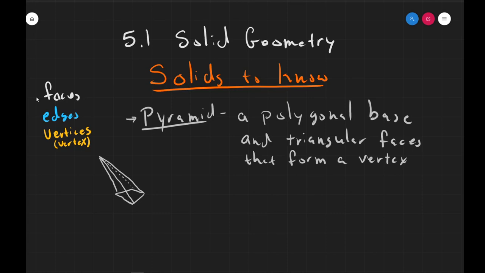So the name of the pyramid. Any pyramids that have a name are named for their base. So here we have a triangular pyramid, and whatever polygon is forming the base gives you the name of your pyramid. So triangular pyramid, rectangular pyramid, pentagonal pyramid, hexagonal pyramid, whatever shape you have on the bottom, you get that as your pyramid name.